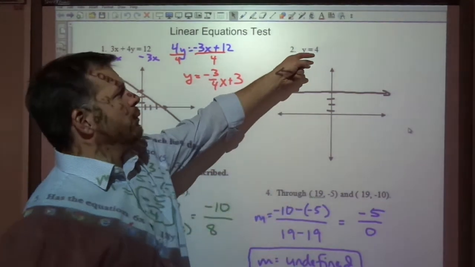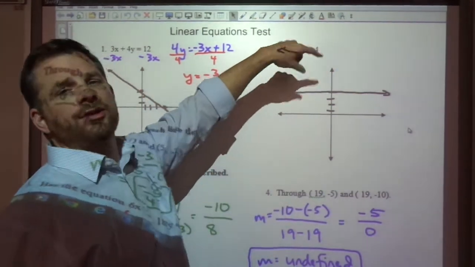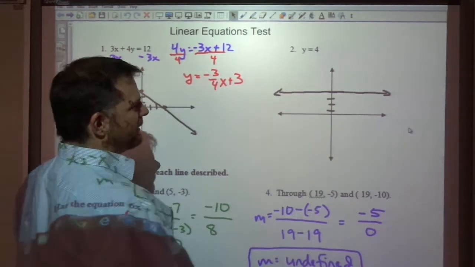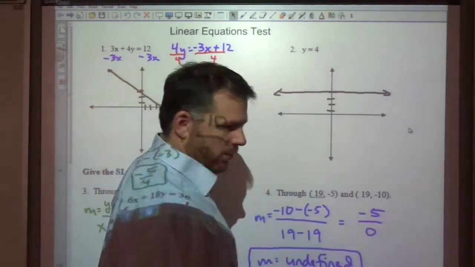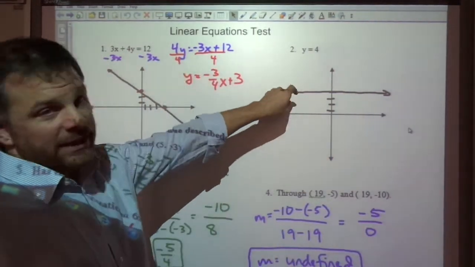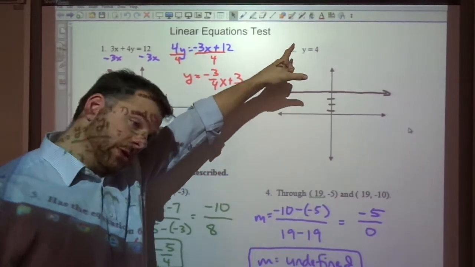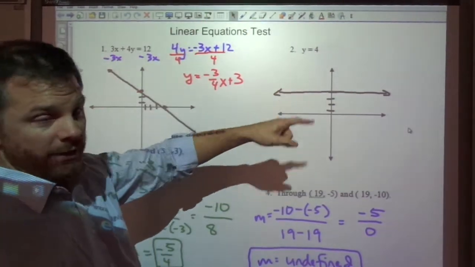This one is saying that the y is fixed at 4, the x could be anything, so it has a constant height of 4, a straight across horizontal line. By the way, this has a slope of 0, not no slope, 0, not undefined, 0.